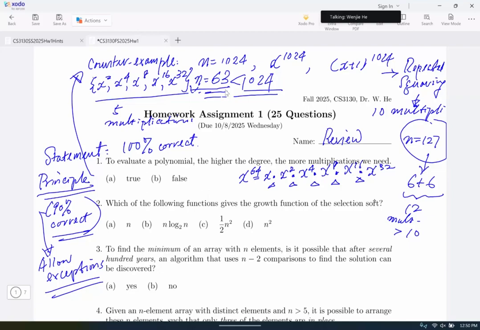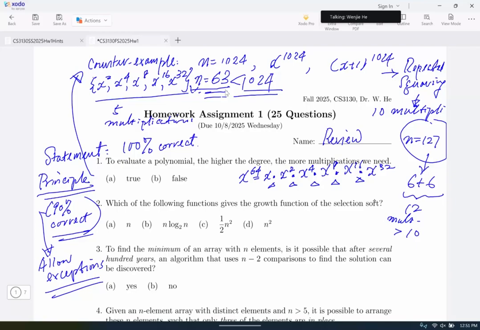But here, every time when you see some statement, by default it's a statement. Then we will use the statement understanding, not principle understanding. So here we will use the statement understanding. If it is correct, it must be 100% correct, not 90-something% correct. So for that reason, it is incorrect. It is false.